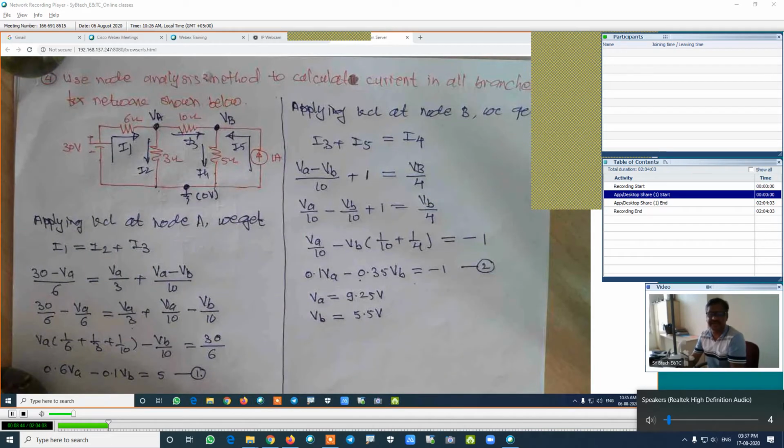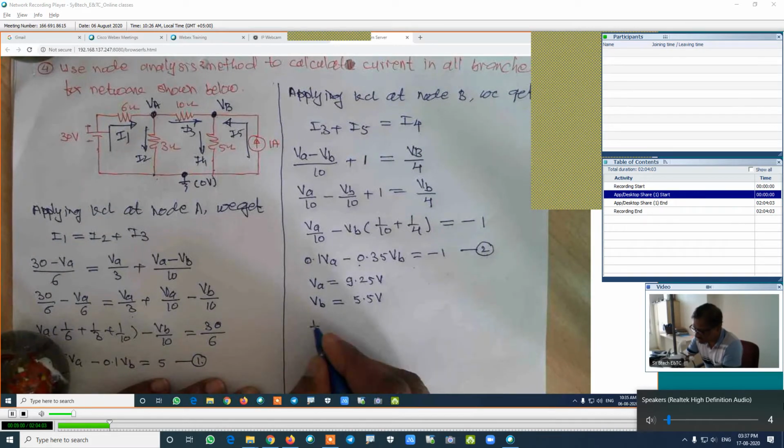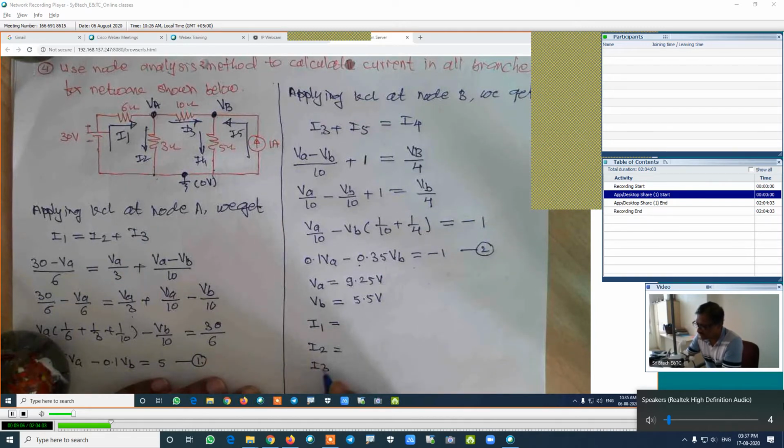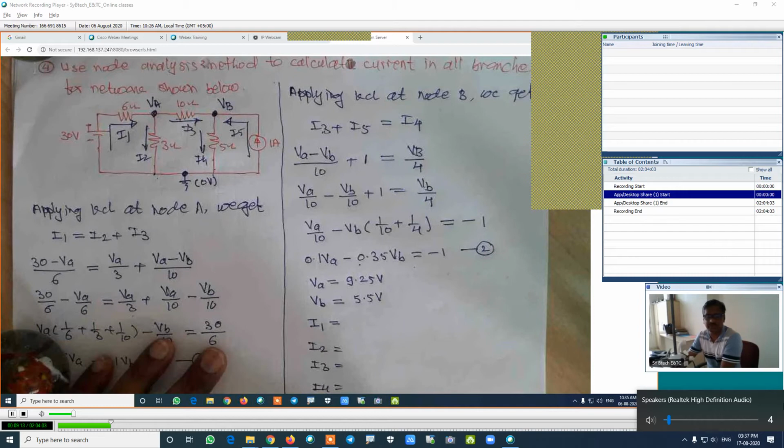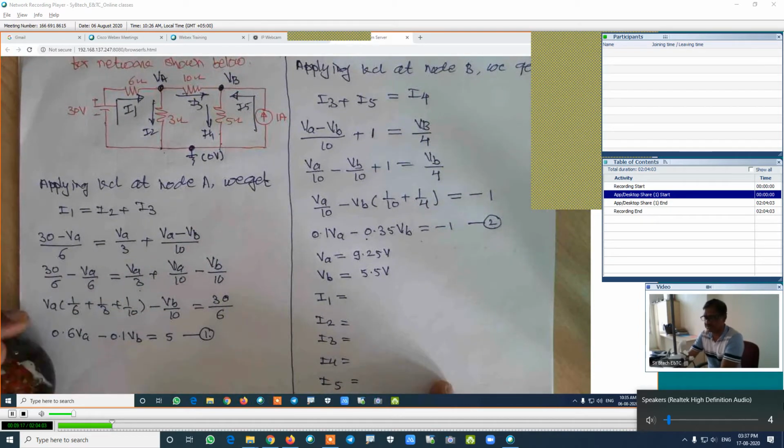Now, if we know the VA and VB, we will try to find out the currents. We will find out the current I1. We will find out the current I2. We will find out the current I3. We will find out the current I4. We will find out the current I5. Generally, in the examination, only one value will be asked. But here, we are trying to find out all the possible values.